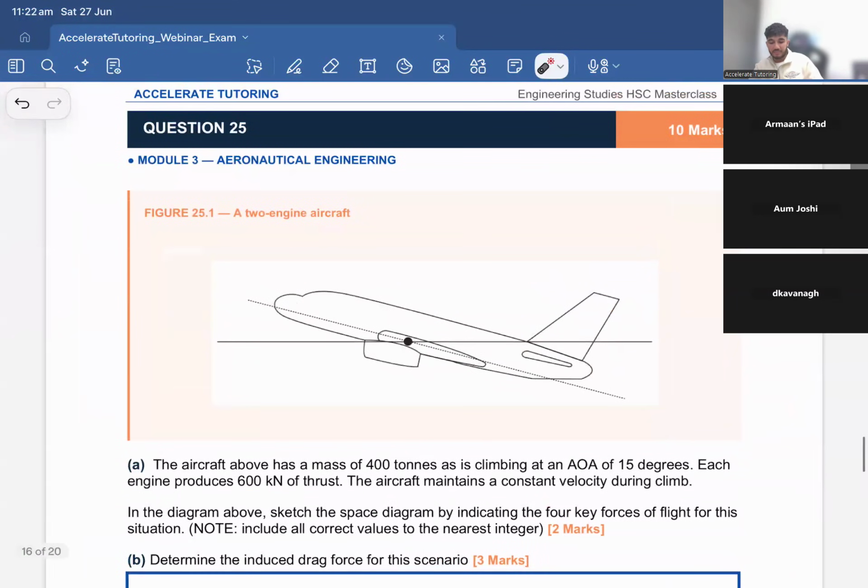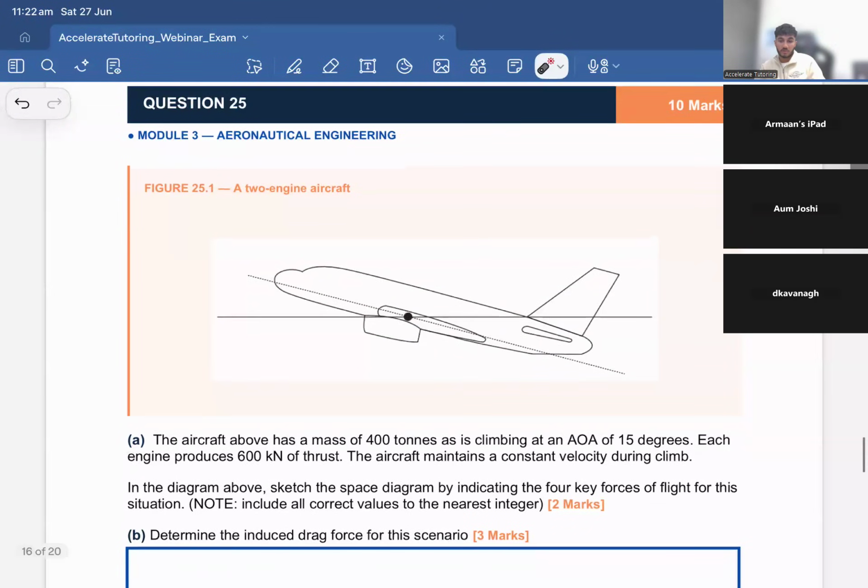Part A, the aircraft above has a mass of 400 tons and is climbing at an angle of attack of 15 degrees. Each engine produces 600 kilonewtons of thrust. The aircraft maintains a constant velocity during climb. In the diagram above, sketch the space diagram by indicating the 4 key forces for flight for this situation.